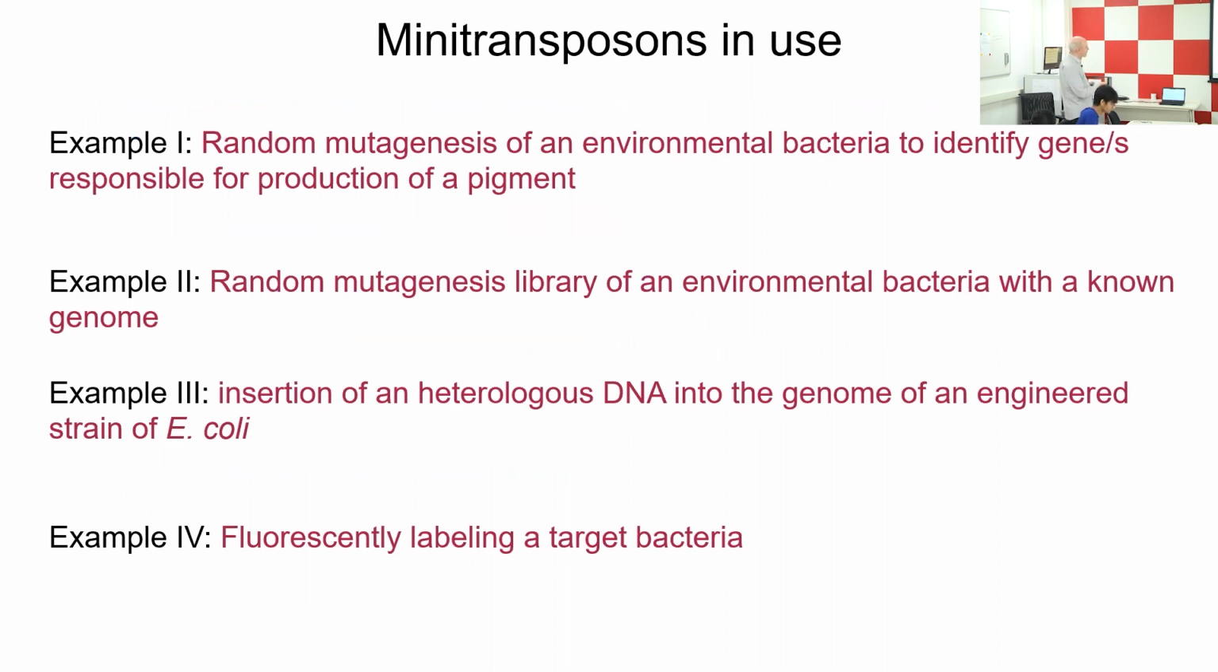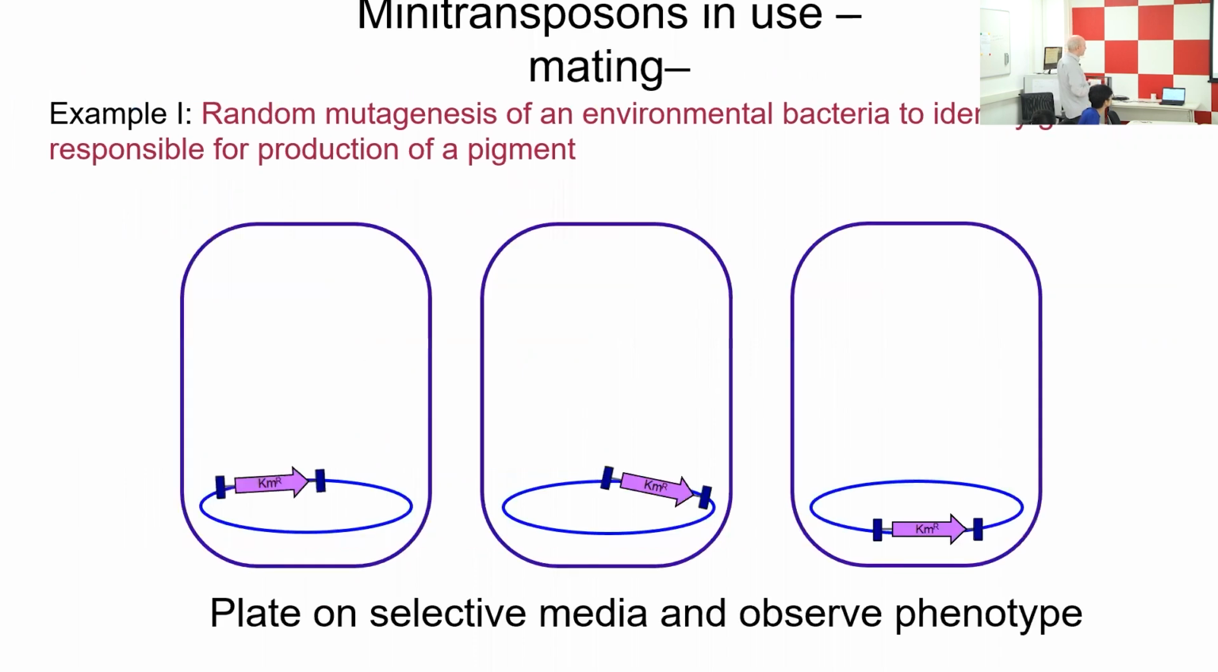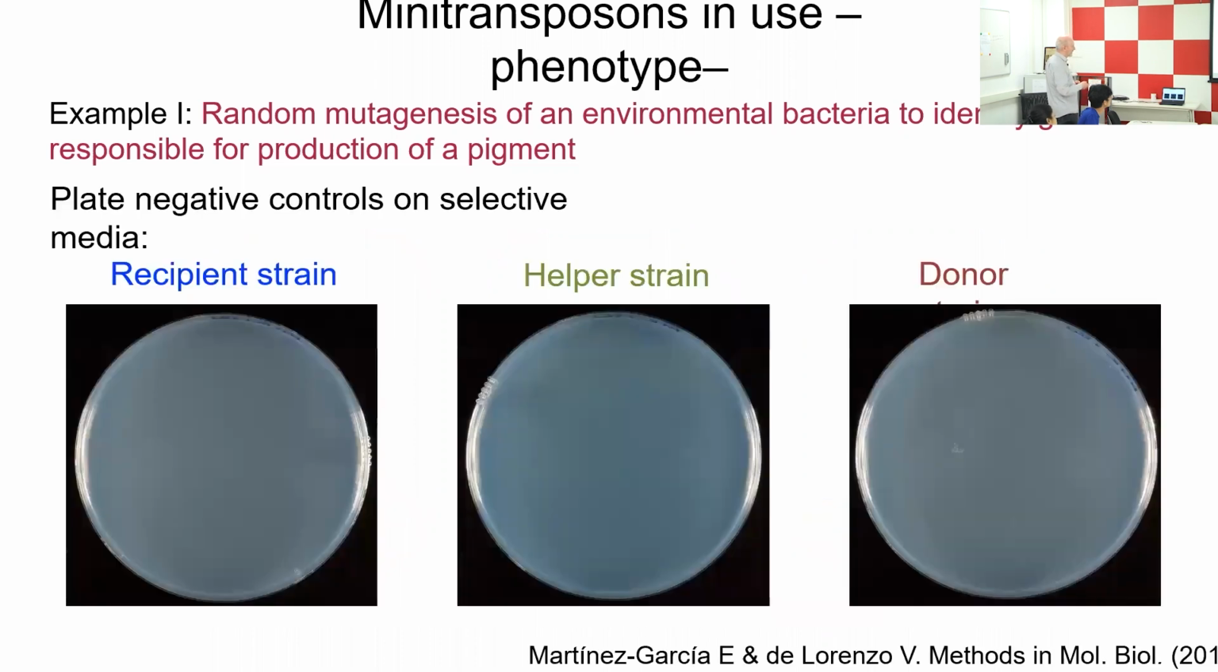You can make a list of possible situations where mini transposons can really be useful, and I will show you just some of them. For instance, in this case, we wanted to identify genes responsible for the production of a pigment. So in this case, the phenotype is very clear. You make the transposition, and then at the end you plate on selective media and observe the phenotype.